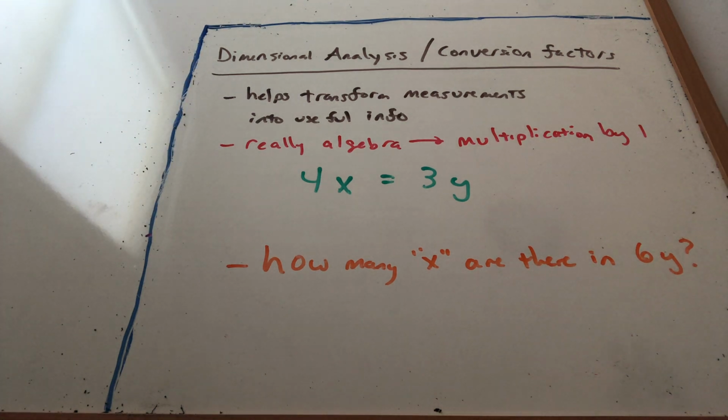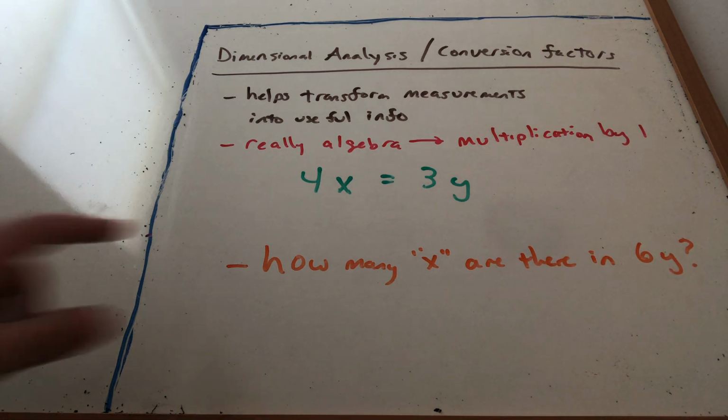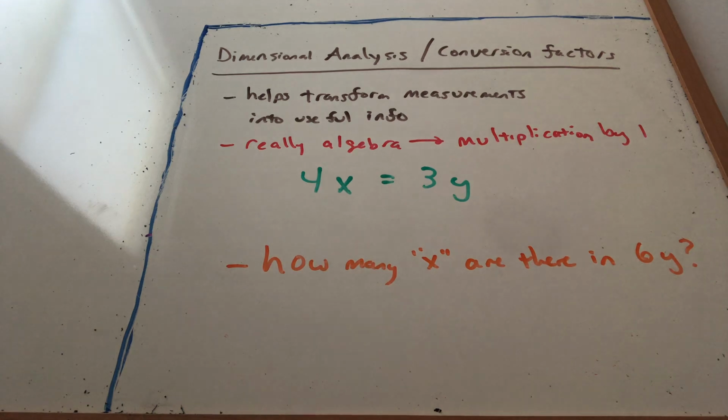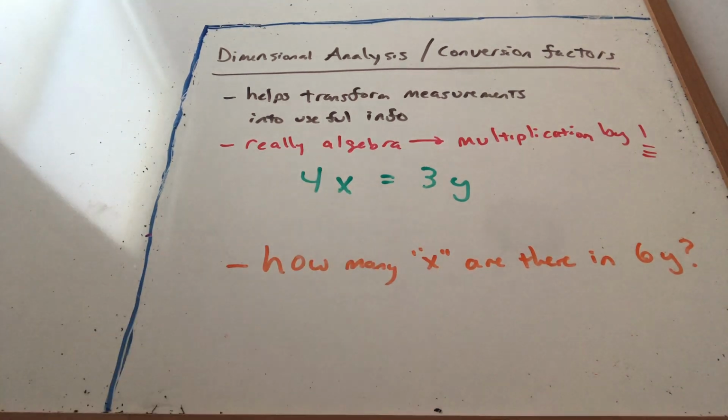okay? We're changing things to a different sort of unit while keeping them the same. It's really algebra where we keep multiplying by 1. This is a point I'm going to make over and over again this semester. Conversion factors come from equalities.